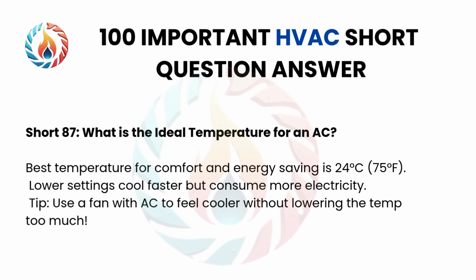Short 87. What is the ideal temperature for an AC? Best temperature for comfort and energy saving is 24 degrees Celsius, 75 degrees Fahrenheit. Lower settings cool faster but consume more electricity. Tip: use a fan with AC to feel cooler without lowering the temp too much.